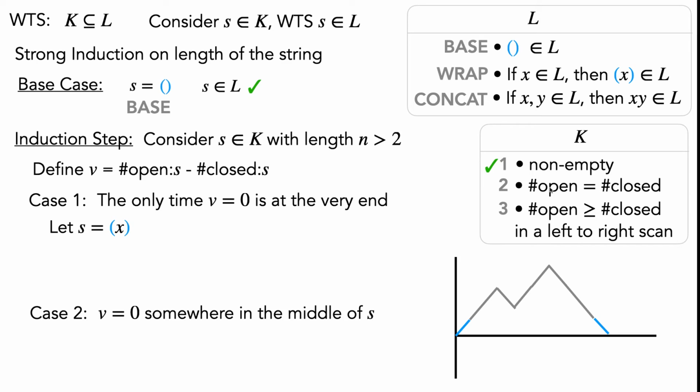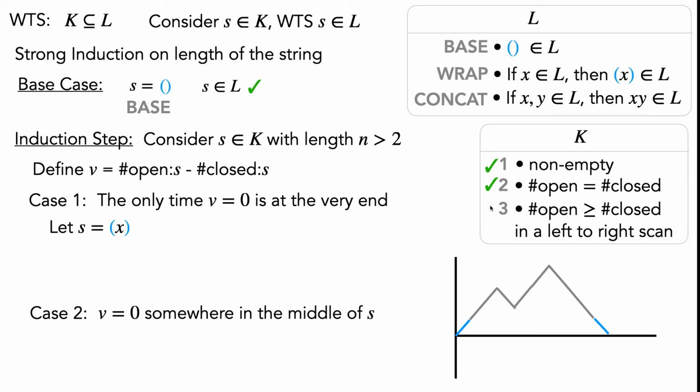Is x non-empty? Well, yes, it is, because S has length n greater than 2, so it's got more going on other than just these two open and closed paren, so x is definitely non-empty. Second, is the number of open in x equal to the number of closed in x? Well, we know that S is in K, and since the number of open in S is equal to the number of closed in S, and we just took away one open and one closed, it must be the case that the number of open in x is equal to the number of closed in x. So this property is satisfied as well.